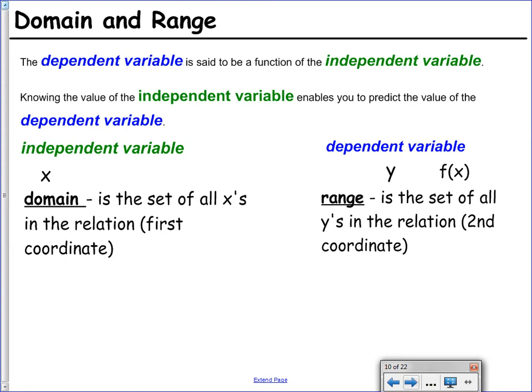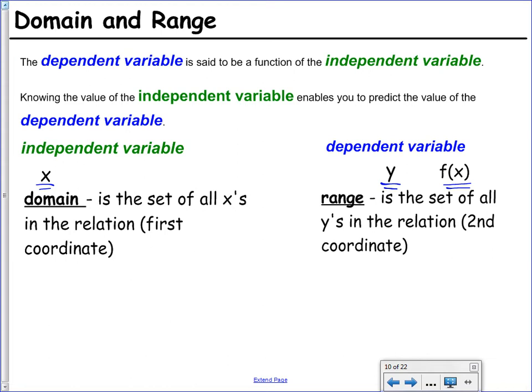Okay, so I have independent and dependent variables. An independent variable is always represented by x. The word we use to describe all the x values in a function is called the domain. It's the set of all x's in the relation, the first coordinate. Your dependent variable, which you may see as y, or written as f of x, we'll talk about this notation tomorrow. The range is the set of all y's in a relation, and that will always be your second coordinate.